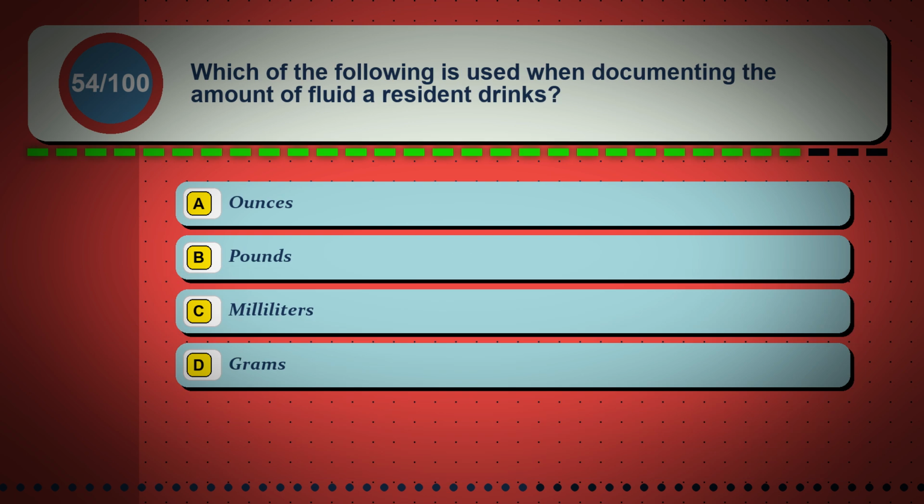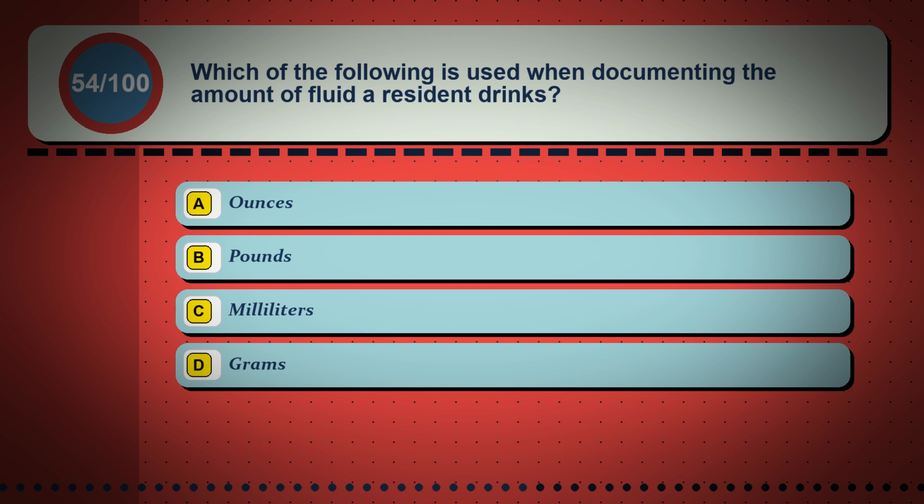Question 54. Which of the following is used when documenting the amount of fluid a resident drinks? Option A, ounces. Option B, pounds. Option C, milliliters. Option D, grams.